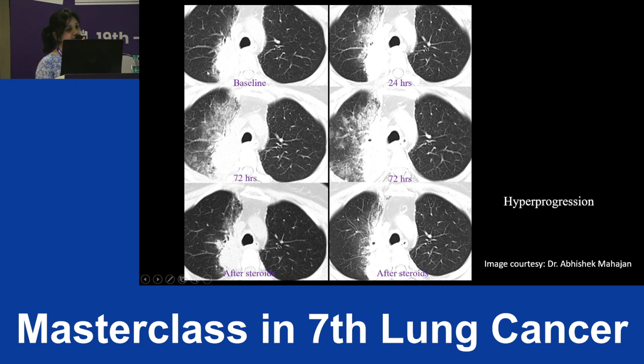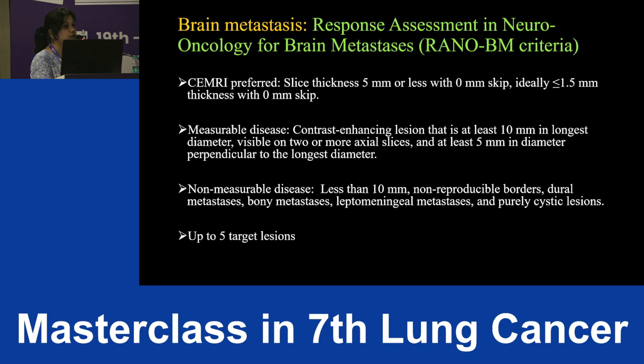So this is a baseline scan showing a right upper lobe paramediastinal mass. Within 24 hours, the patient deteriorated and there were increased ground glass densities that you can see in the right upper lobe. Within 72 hours, the patient presented with breathlessness and increased cough, and the CT scan showed a profuse increase in the ground glass densities. This was after immunotherapy was given. At this stage, a diagnosis of hyperprogression was made and corticosteroid was initiated, which showed resolution of the ground glass densities.